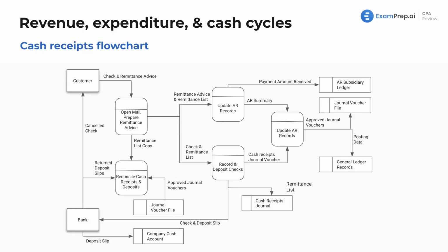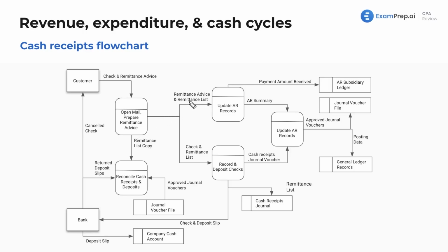The cash receipts flowchart. So we'll obviously see this when we get to the cash receipts and cash cycle. But here is what we're going to do when we have cash receipts. This is the overall process. Customer is going to send the check, and as we mentioned before, the remittance advice. Now you as the client, or the audit client there, the company, you're going to open the mail, prepare the remittance advice. They're going to make that remittance list copy. That is what that cashier is doing. Remember, they're making that remittance list.